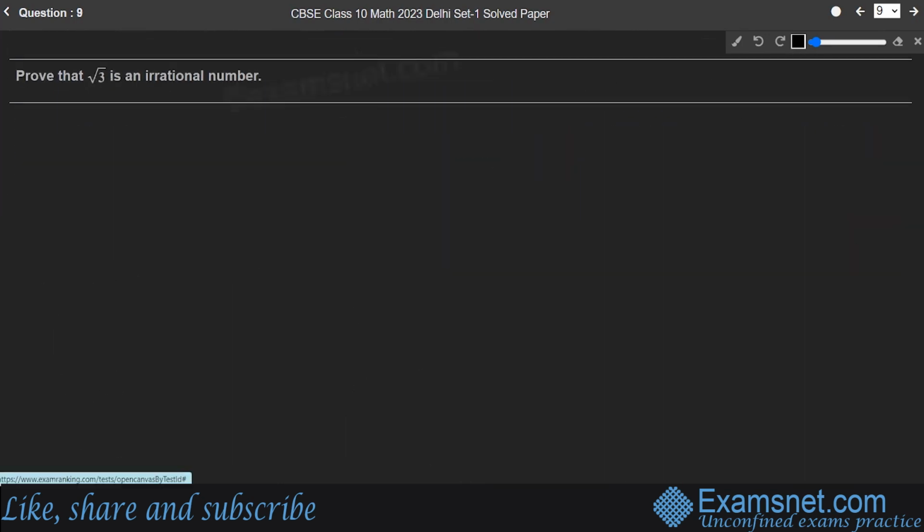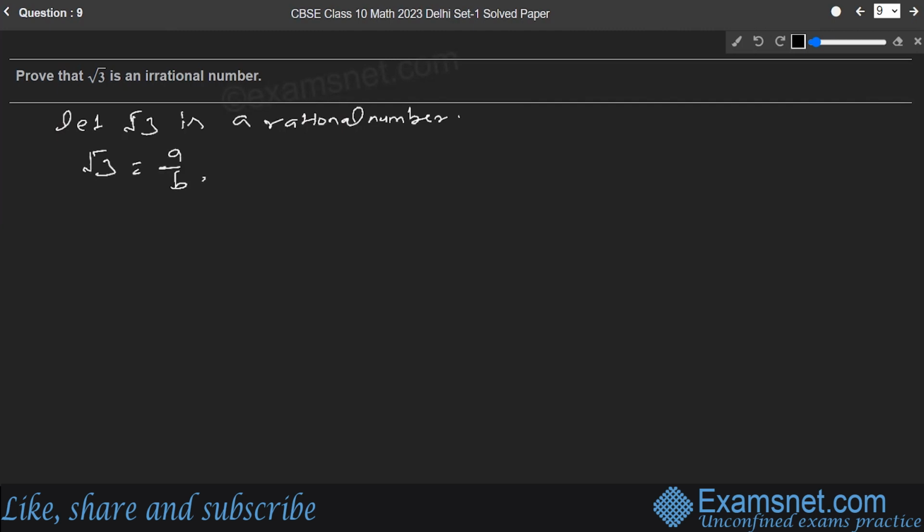Now, prove that root 3 is an irrational number. So we'll do it the other way around. Let root 3 be a rational number. If root 3 is a rational number, then root 3 can be expressed as a by b, where a and b are co-prime numbers. That is what a rational number is: it can be expressed in the form a by b, where a and b are co-prime, that means a and b should not have any common factor.